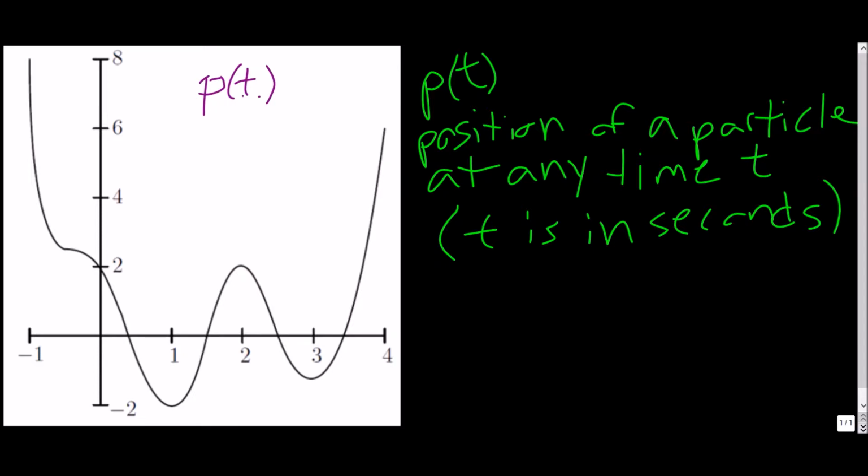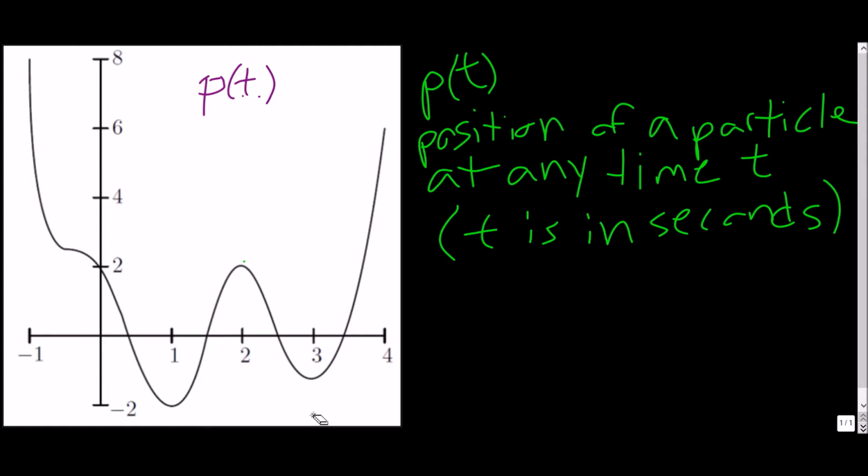Like at time 2, I seem to be at position 2. At time 3, I'm at position about -1. So when we're looking for average rates of change, the average rate of change of position, that's when we're talking about the slope between two different places.